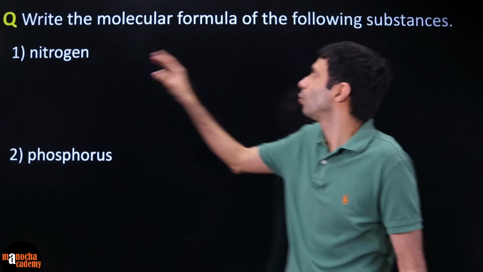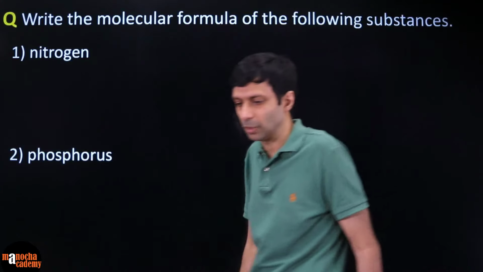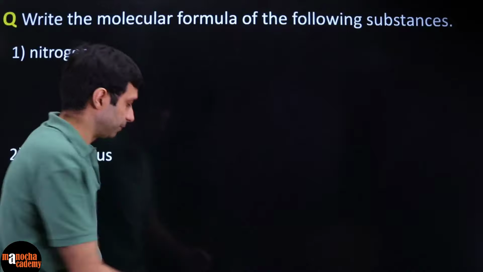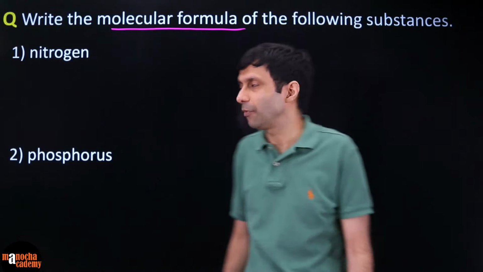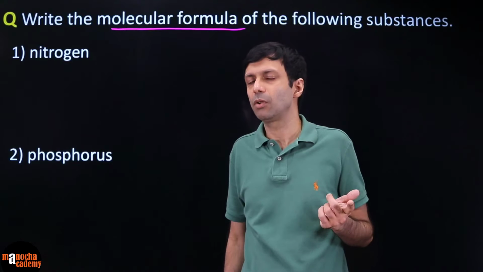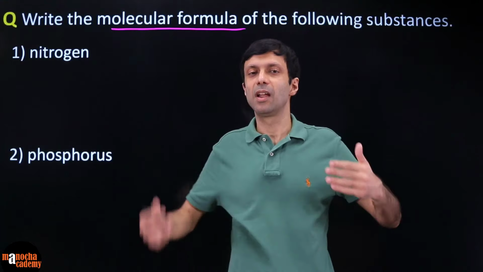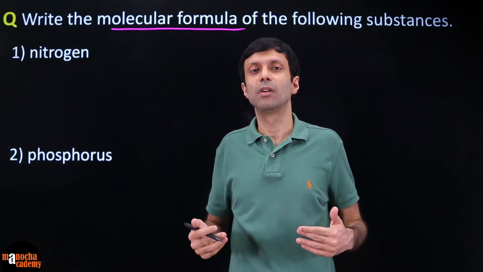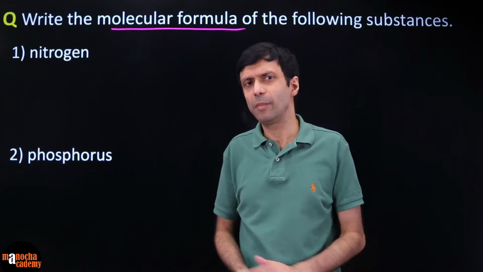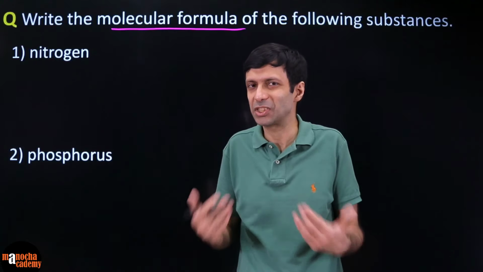So suppose we are asked to write the molecular formula of the following substances. Let's say nitrogen. Okay. So again, read the question carefully. It clearly says molecular formula. So for nitrogen, first question you ask yourself, is nitrogen an element or a compound? What is the difference? Elements are the simplest substances. Compounds are made up of two or more elements. So is nitrogen an element or a compound? Definitely it's an element. There's no other substance, it's just nitrogen.